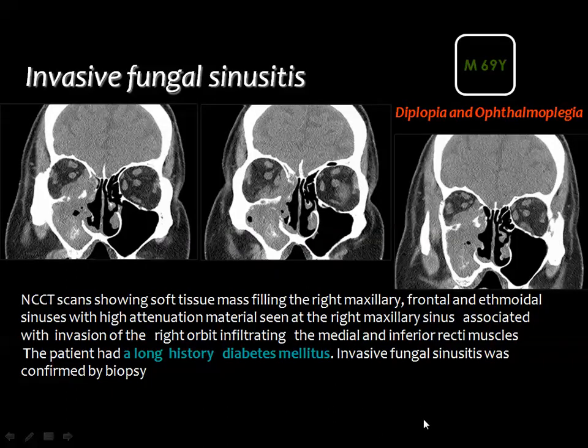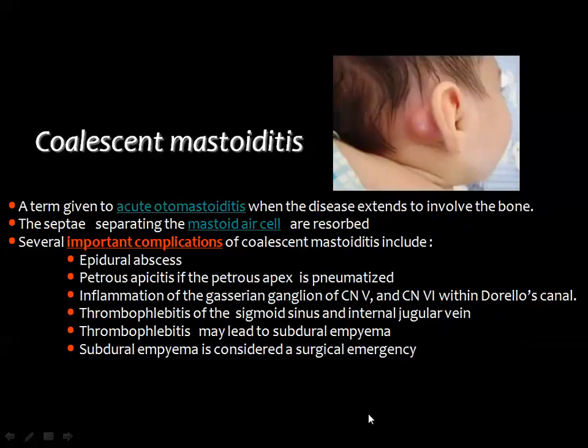In this patient, who is a diabetic patient, presented by diplopia and ophthalmoplegia. The CT scan in the coronal plane showed a mass in the maxillary sinus, and in the right ethmoidal air cells, and this lesion is extending inside the orbit through the destructive changes of the medial orbital wall. And this lesion was confirmed by biopsy to be invasive fungal sinusitis.